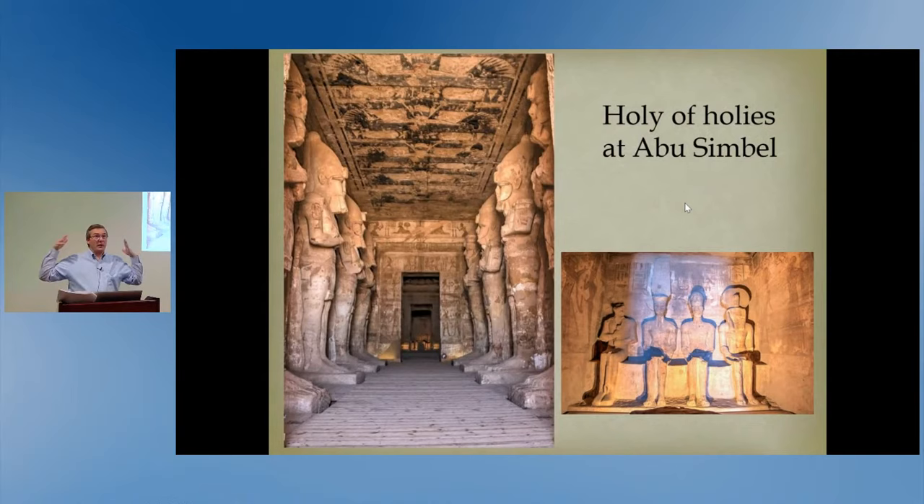The sunlight will come into the door of Abu Simbel two times during the year. They think maybe his birthday and maybe his coronation day, where the sun's shining right down this hall. And at the very back of that hall is the Holy of Holies, where you'll have Ramses sitting there with three other gods. And the light is shining right on Ramses on these two days. So the temple is very deliberately oriented to do that.